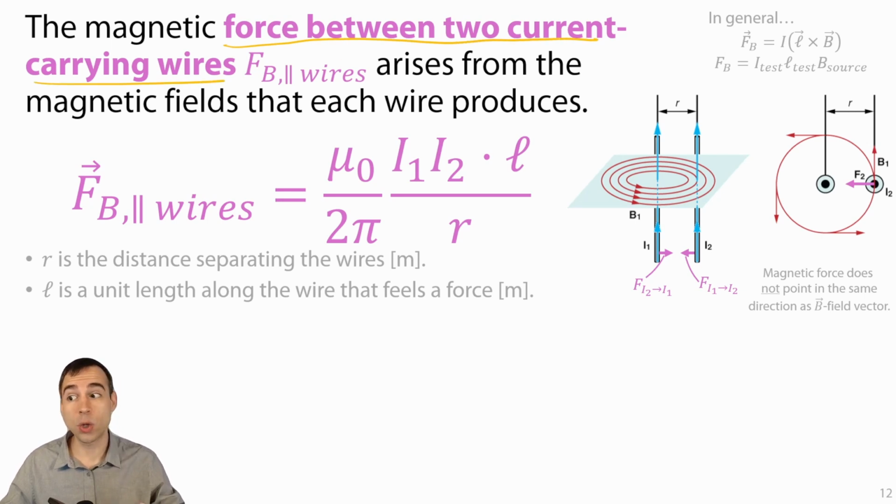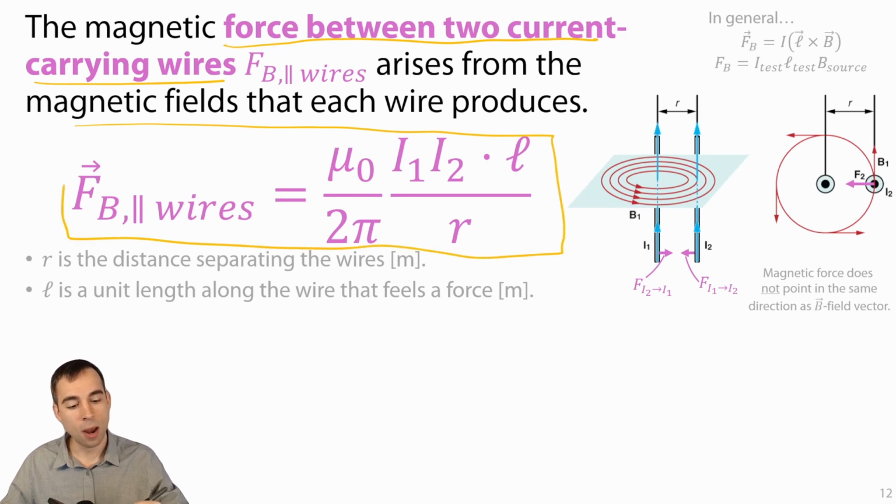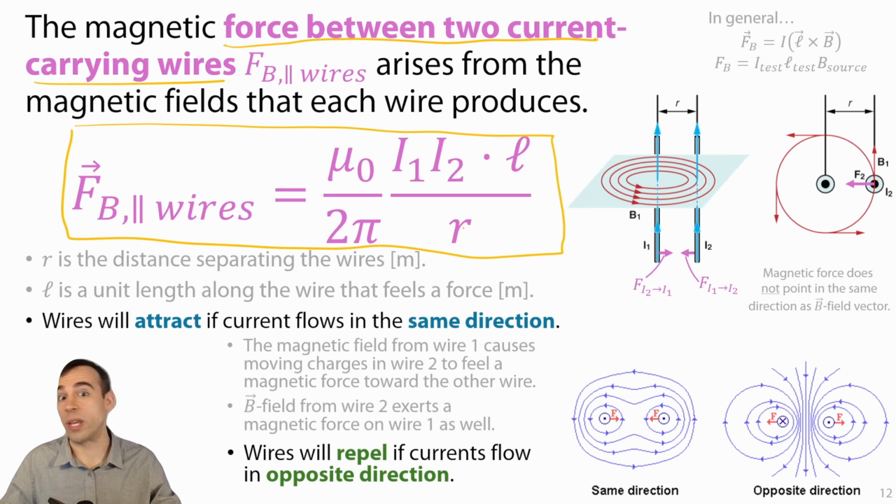The force between two current-carrying wires can be calculated with this equation in pink, where mu0 is, of course, the permeability of free space. I1 is the current through the first wire. I2 is the current through the second wire. L is some length along the wire that is feeling the force, and R is the distance that separates the two wires. When we do out the math here, we would see that these two wires will actually end up attracting toward each other if their current runs in the same parallel direction.